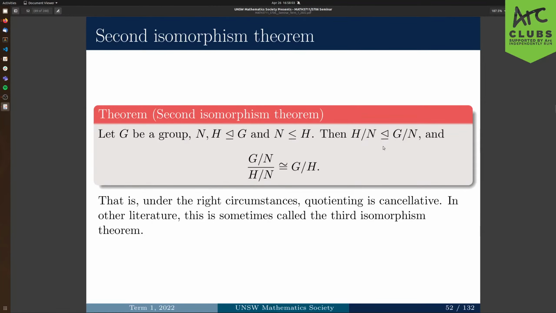Right, last two theorems before I hand over. The second isomorphism theorem is, I guess, this fraction result that implies that things cancel out when you take quotients. So you've got two normal subgroups of G, one of them's a subgroup of the other, then you've got this relation here: H over N is a normal subgroup of G over N, and in fact, G over N quotient by H over N is actually just isomorphic to G over H. So all I'm saying is that quotienting is cancellative.